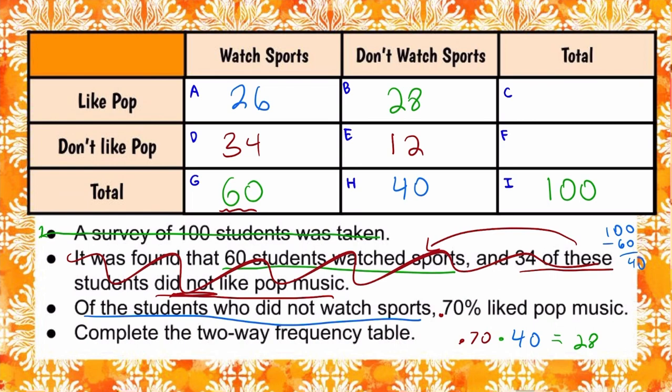And then our last clue, not exactly a clue, we just have to complete everything. So we can just start by adding these up. What would be the total number of people who like pop when you add up 26 and 28? You would get 54. And what would be in box F, our missing number? You would just have to do 34 plus 12 is 46. And you can actually check your work here. When I add 54 plus 46, I do indeed get 100, so it works.